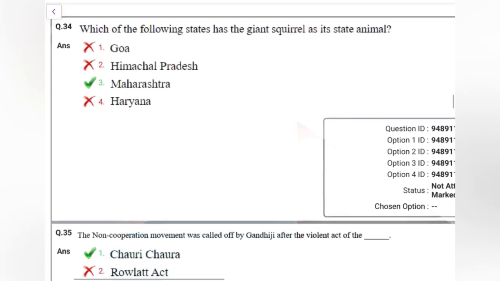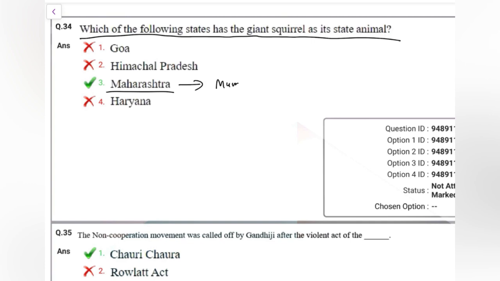Which of the following states has the giant squirrel as its state animal? Maharashtra. It is the state animal of Maharashtra. The capital of Maharashtra is Mumbai.